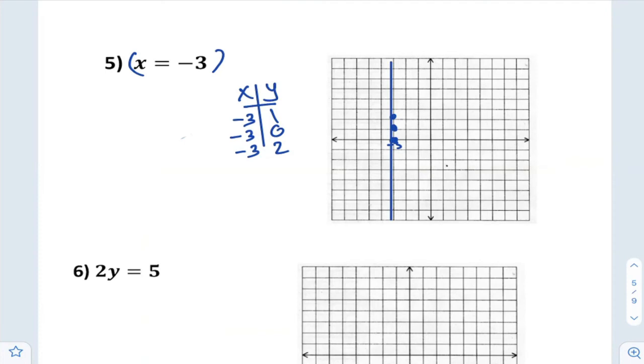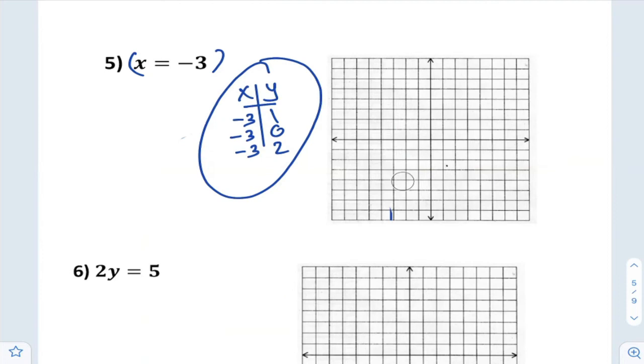So is it necessary to use this table? Of course not. From the beginning, if x is equal to minus 3 and y is not there, that means it is a vertical line passing through minus 3. So I'll go to minus 3 and I will draw a vertical line. Is it a function? Not a function.